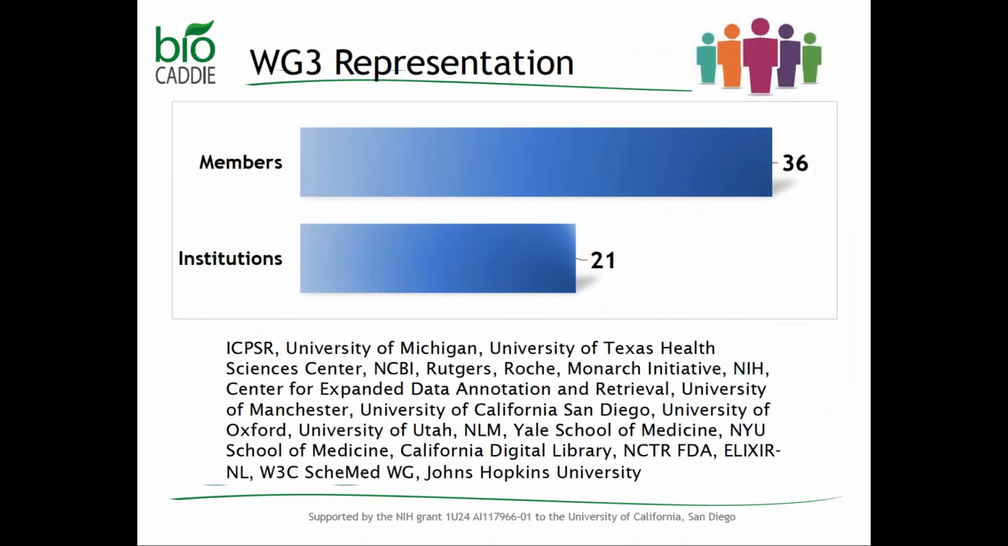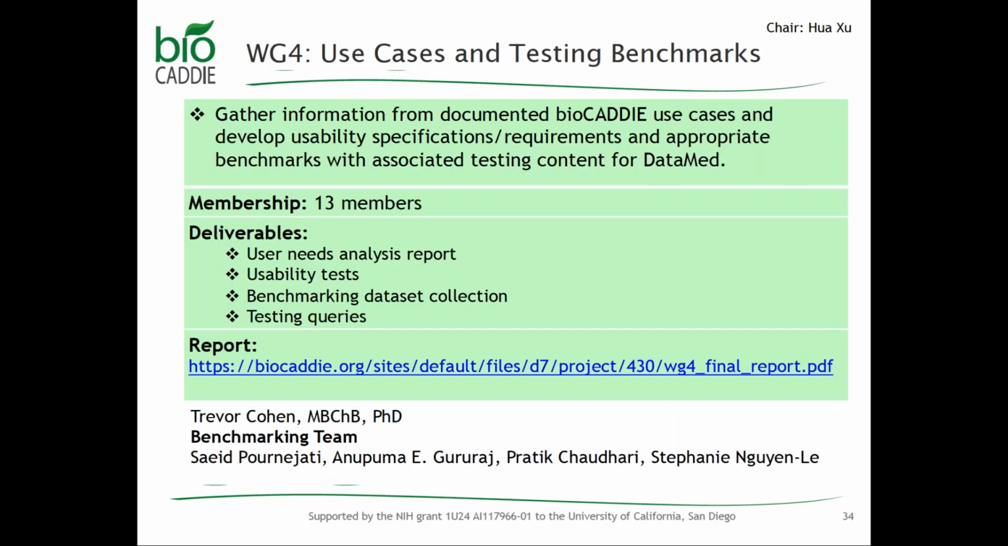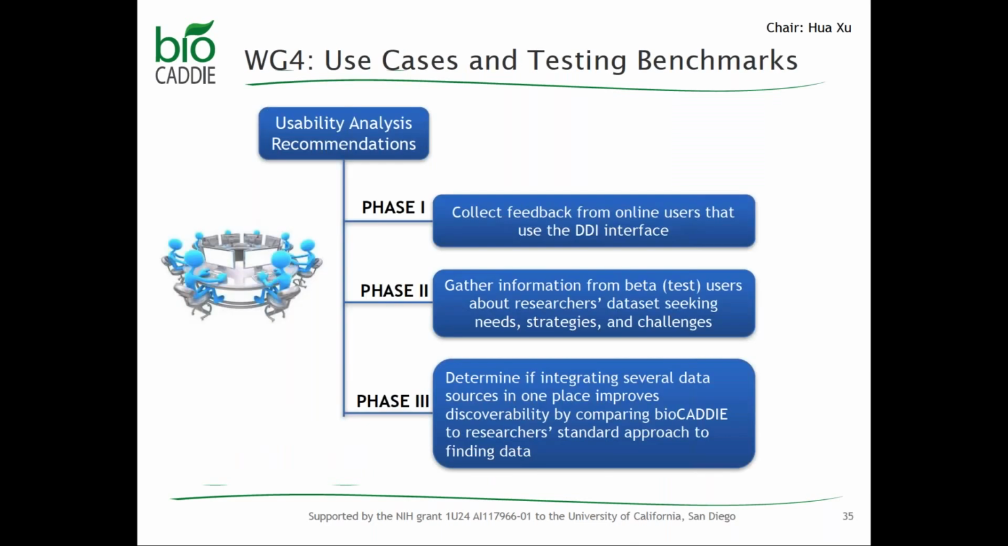So that's our goal. The working group representation was from several institutions, and some of them are listed here. And this is to say that it wasn't us deciding on a metadata specification, but consultation with many initiatives. We also did use cases and testing benchmarks, and there's a report you can find, but how user analysis was done in usability tests. We also, as part of this, created testing benchmarks.